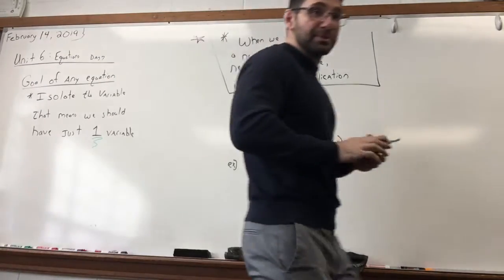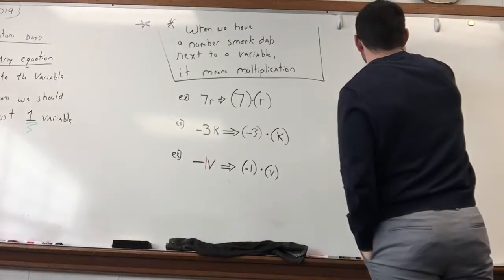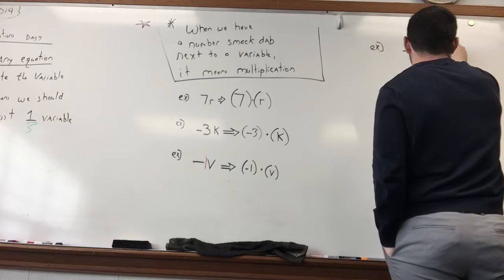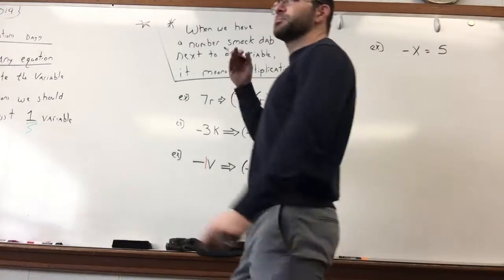So you will see problems that will look like this. Negative x equals 5. And you will still have to show work for this type of problem. What is my first step always, Jojo? Find the balance point. The balance point is always where, Cole?